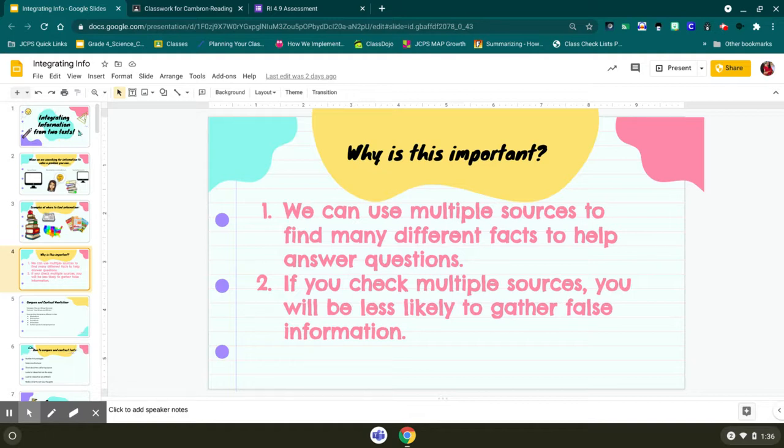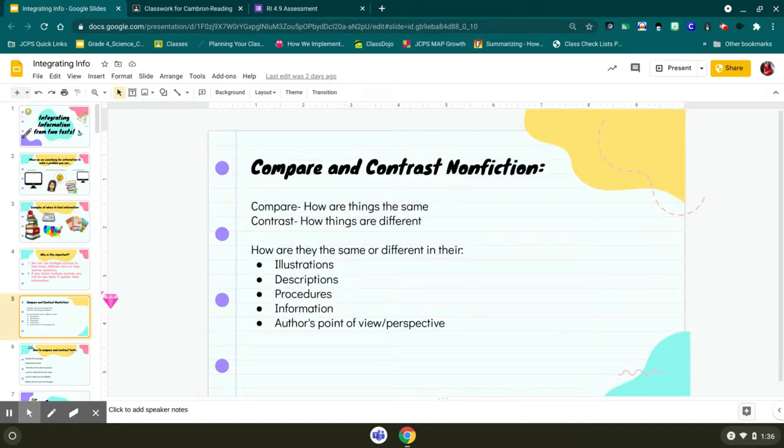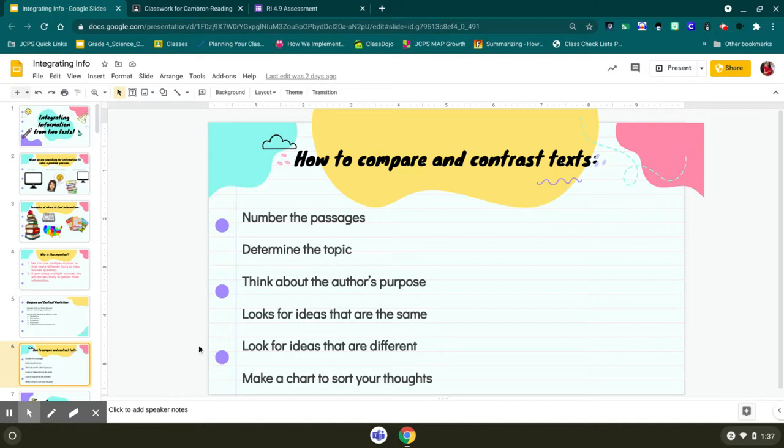And when we check multiple sources, we're less likely to find false information because when we're looking at two sources, we're double checking ourselves. When we read our two sources, we're going to compare and contrast them. So we're going to look at how are they the same and how are they different. So how are their illustrations the same or different, their descriptions, their procedures, their information, or even their point of view.